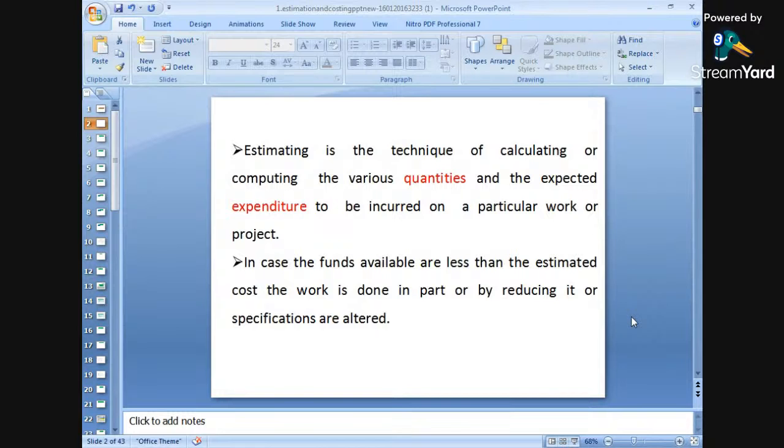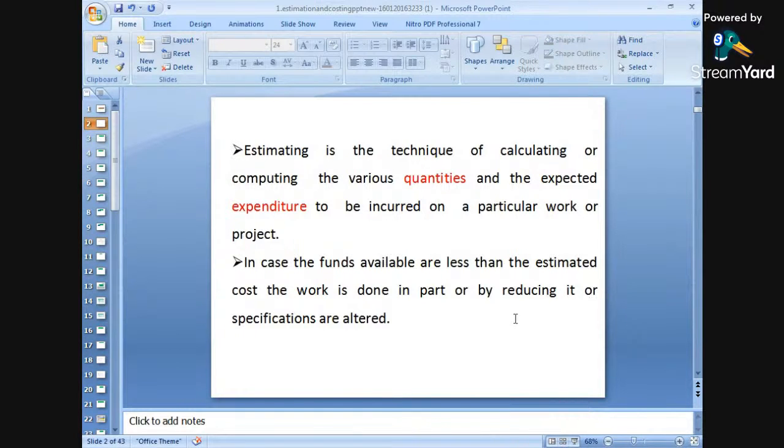Okay, so first we have to find out the quantities required, and depending upon the quantities we have to find out the rates of that particular item of work. So in the initial stage we will find out the quantities, and at a later stage we will find out the rates for the particular type of item of work. In this way, estimation is the technique of calculating or computing the various quantities and the expected expenditures to be incurred on a particular work or a project.